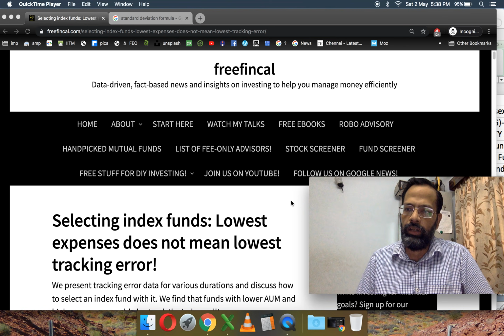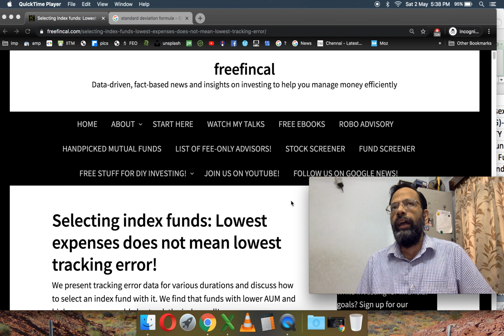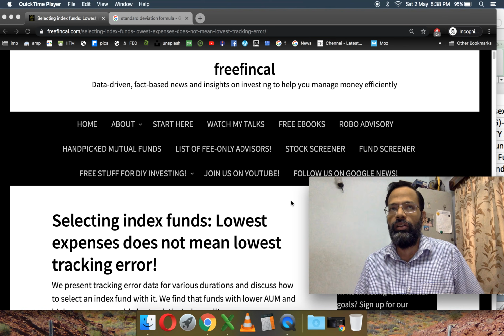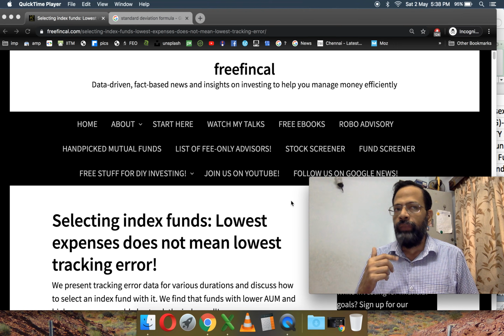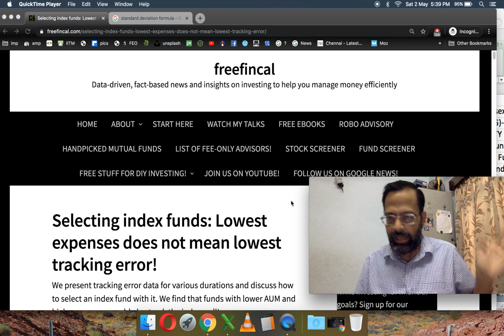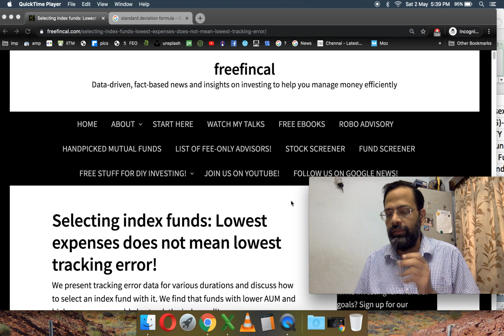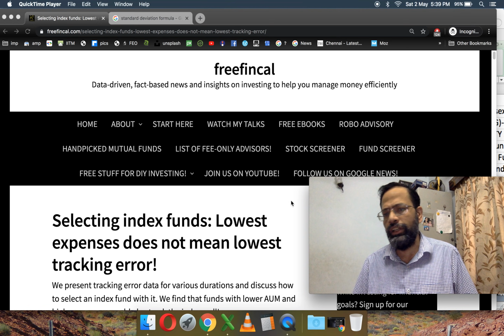I have published a detailed report of the tracking errors of index funds, about 33 index funds, and this contains tracking error data over the last 3 months, 6 months, 9 months, 1, 2, 3, 4, 5, 6, 7 years, trailing with respect to April 30th, 2020. You can also get the last 12-month total expense ratio, the AUM as on March 2020, and so on. This Excel file is available for free.